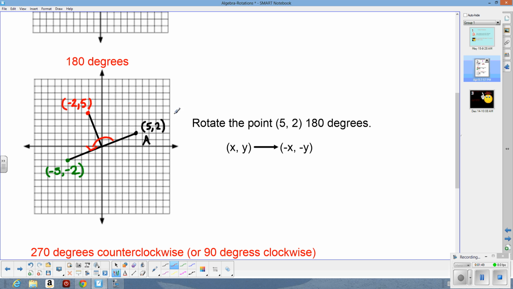This time, if you compare our starting coordinates to our ending coordinates, you'll see that the x and y stayed in the same position, but they both became the opposite of what it started at. So (5, 2), when rotated 180 degrees, ends up becoming (-5, -2).